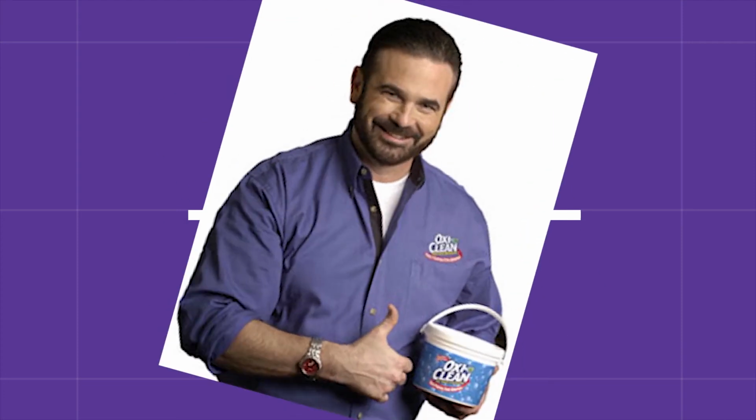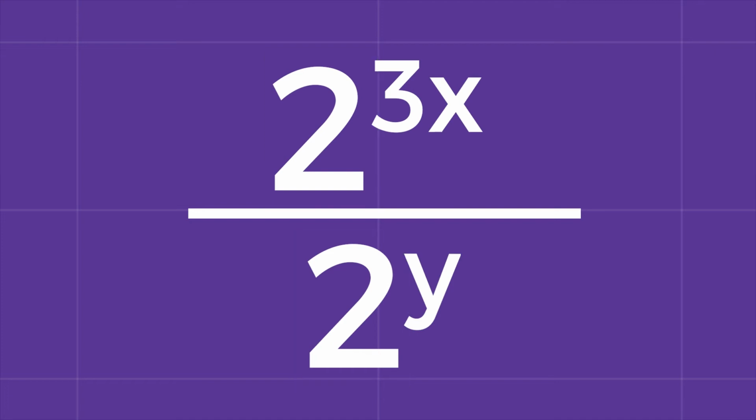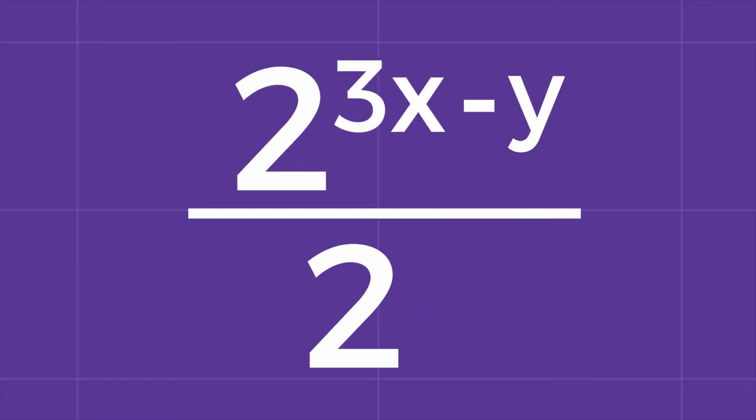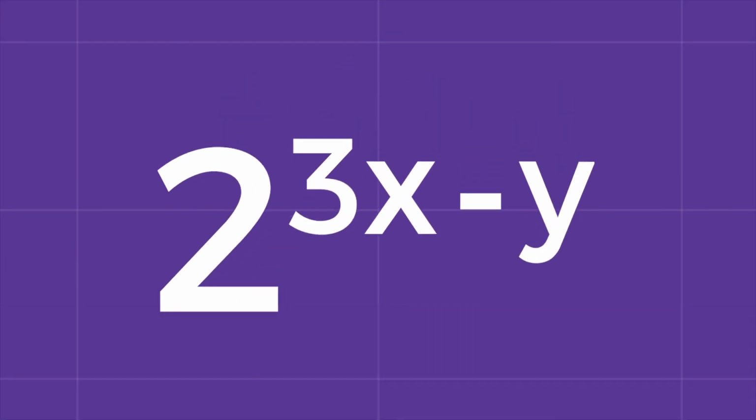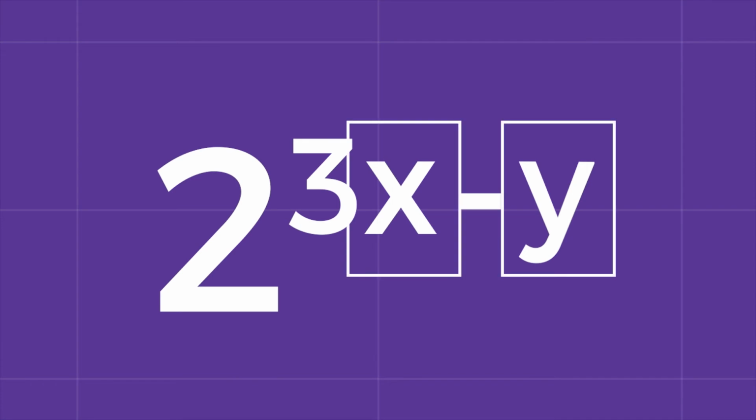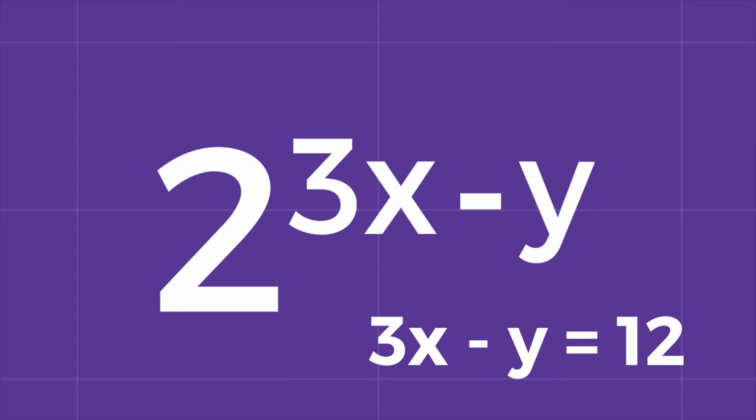But wait, there's more! Since both the top and bottom now share the same base, we can join them together into a single base and power by grabbing the power from the bottom and subtracting it from the power on top. And that's going to leave us with 2 to the power of 3x minus y. Now, we just need to get rid of those variables. We'll do this with the help of the equation 3x minus y equals 12. Alley-oop!